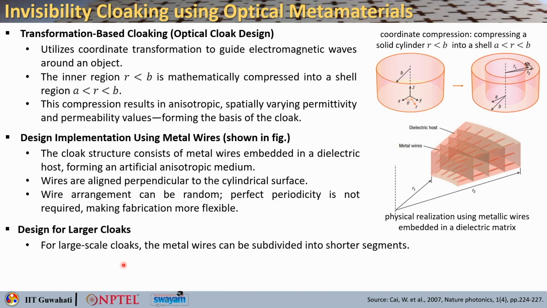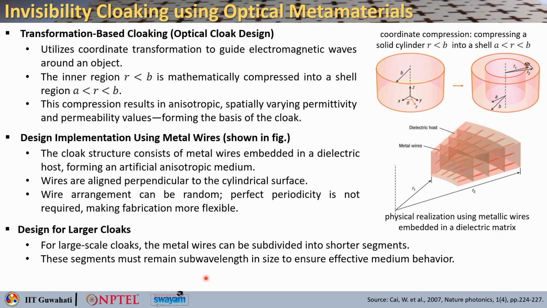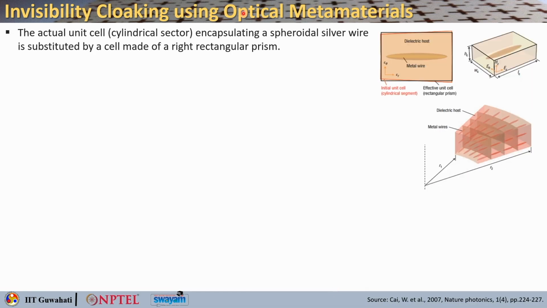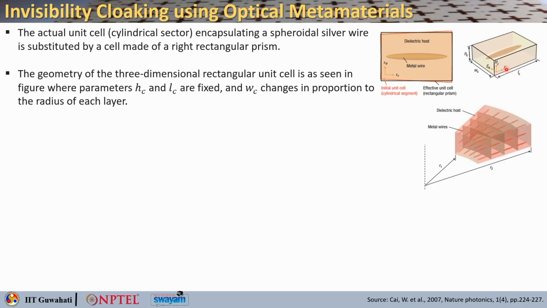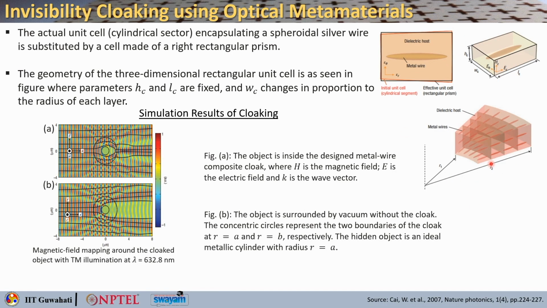So, for large scale cloaks, these metal wires can be subdivided into shorter segments, and one requirement is that the segment must remain sub-wavelength in order to ensure that you get effective medium behavior, right. So, this you can also do like this. You can take a small metallic wire embedded in a dielectric host. Usually it is a cylindrical segment, but you can approximate using a rectangular prism, okay, like this, and then you periodically repeat it.